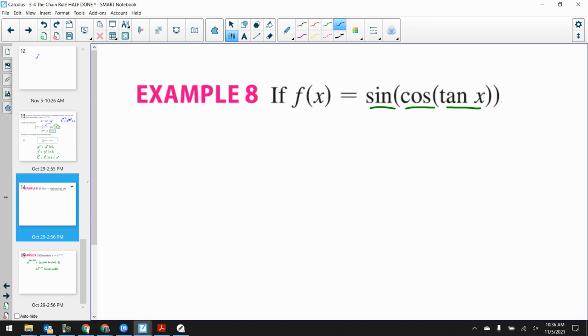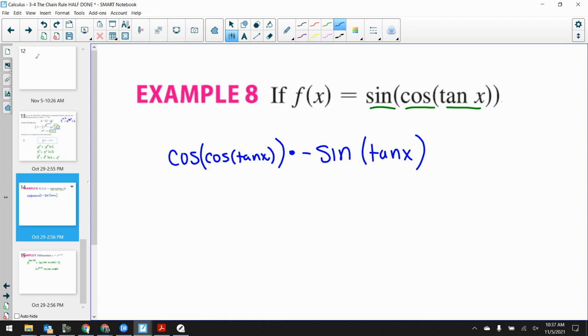So what is the derivative of sine? Cosine. So this starts by taking the cosine of cosine tangent x. That's the derivative of sine. And then we multiply on the derivative of cosine. Well, what is the derivative of cosine? Negative sine tangent x. But we can't stop there because there was something within cosine. We have to keep multiplying on the derivatives of the insides.